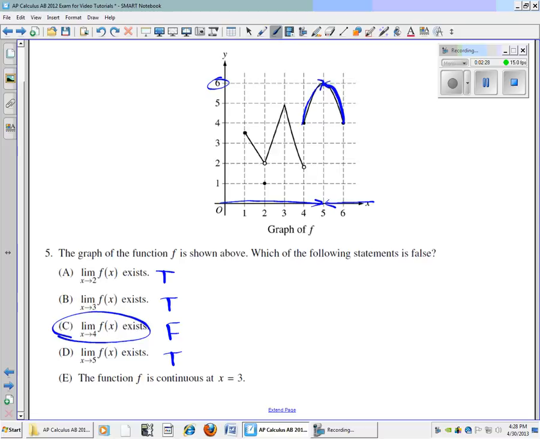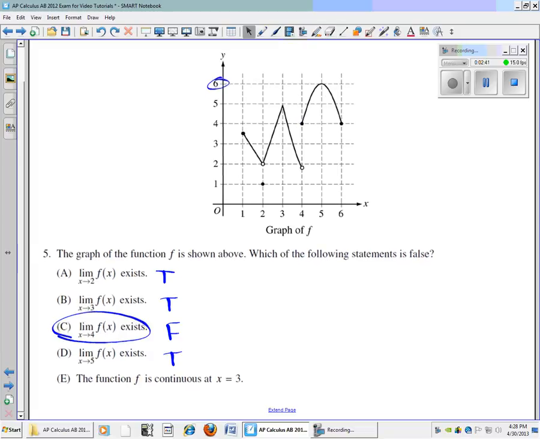And then on part E, it says the function f is continuous at x equals 3. And we see that as we're looking at the value of x equals 3, the value of the function at 3, let's try again. So at 3, we see that it is continuous. I do not have a break in the graph of any kind. It's not a jump discontinuity, and it's not a point discontinuity. It is continuous at that point. So that is true there as well.